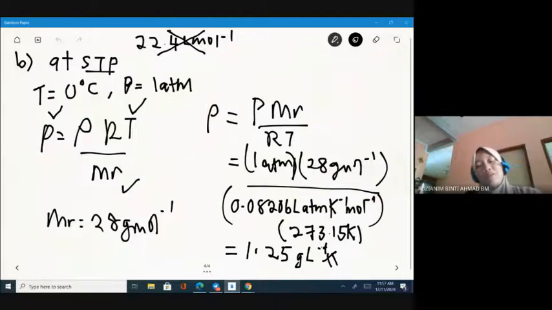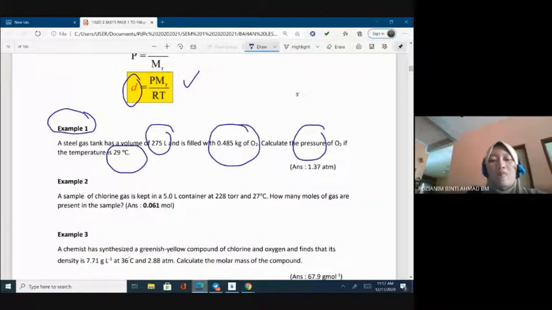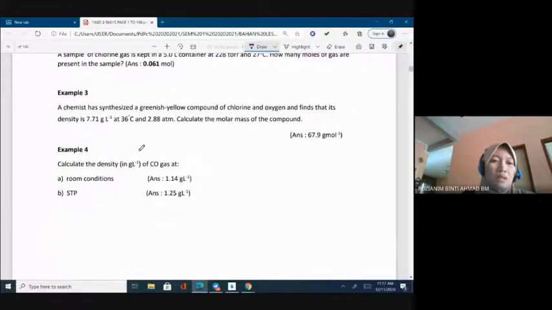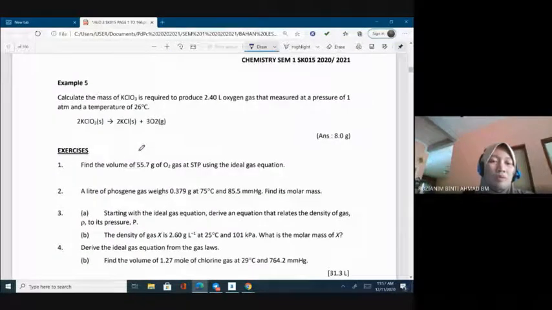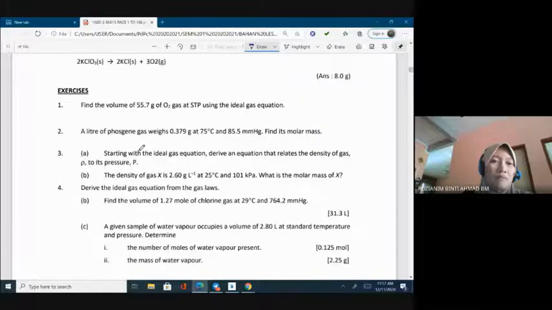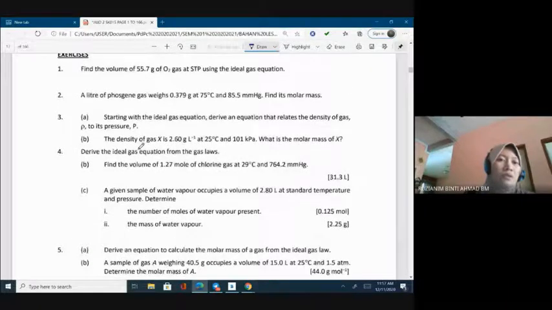So every time you substitute, you must convert into Kelvin. When we go through our lesson, we have another two questions, example 3 and example 4. I hope you try including example 5, but I want you to focus on these exercises. As usual, you upload yesterday's lesson by 12 today. Today's lesson, you upload by midnight tomorrow, Friday.